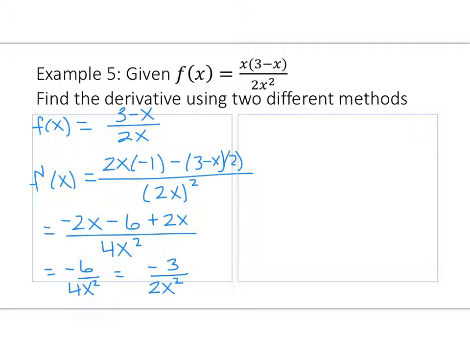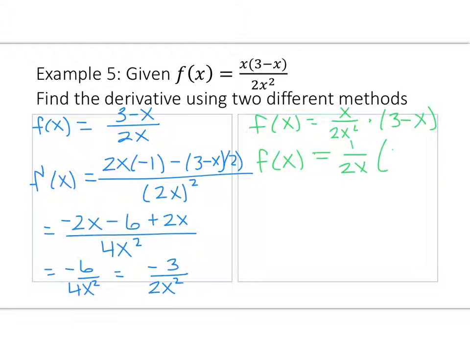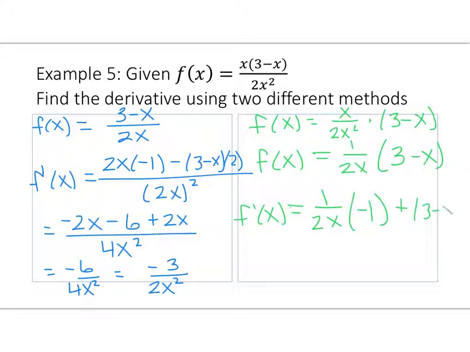I could use a product rule with a quotient rule. So I'm still going to simplify that because that makes my life, I think, a little bit easier. But I'm going to make this x over 2x squared times 3 minus x. And then I can simplify that and say f of x is equal to 1 over 2x times 3 minus x. So now to find my derivative, f prime of x, it's the first times the derivative of the second plus the second times the derivative of the first.